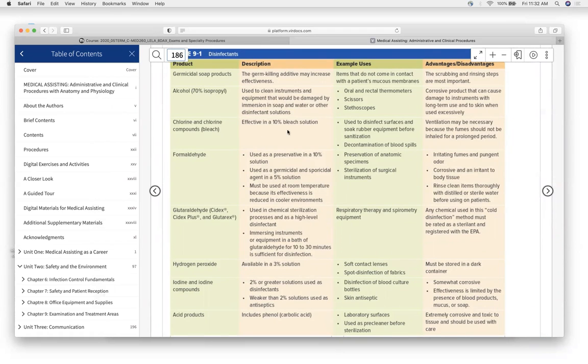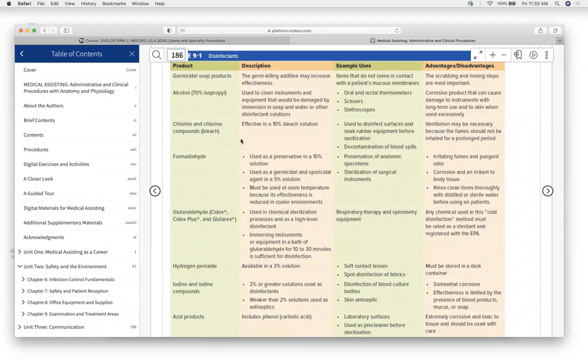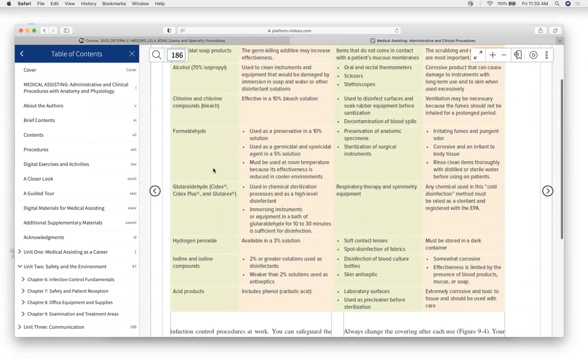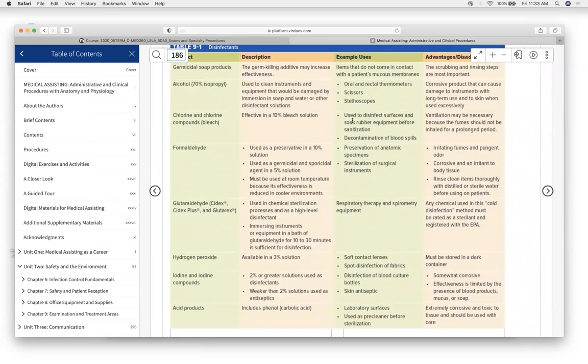And I did mention 70% isopropyl alcohol, but that is the weakest you can use. And germicidal soap products, that's called soap, okay? But the disinfectants that I'm really talking about are stuff like chlorine bleach, formaldehyde, Cidex, which is glutaraldehyde, hydrogen peroxide, iodine, Povidone iodine, right? And phenol, which is carbolic acid. This is the stuff that you need to know where we use it, and you need to know this chart, okay? Because you need to know what you use things on. For example, glutaraldehyde, respiratory equipment, okay? Formaldehyde, any specimen that's either once living or once dead. So anything that goes to pathology has to be packed in formaldehyde, okay?